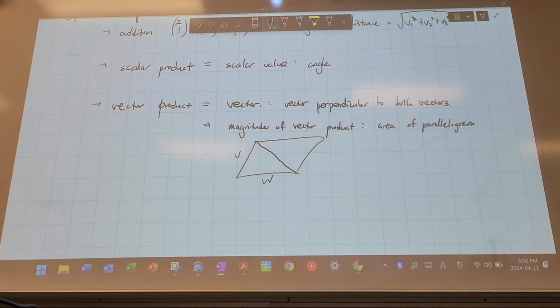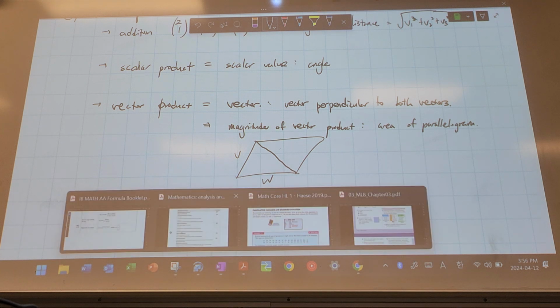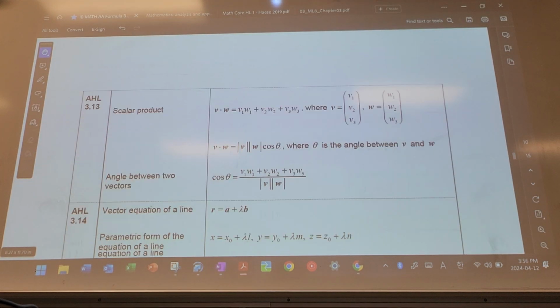Wait, what's the formula for scalar? The vector product is slightly more difficult to find, right?